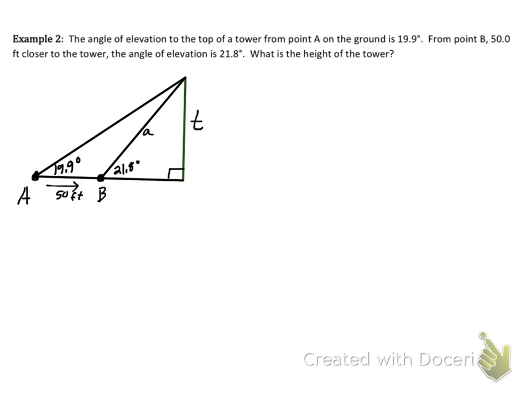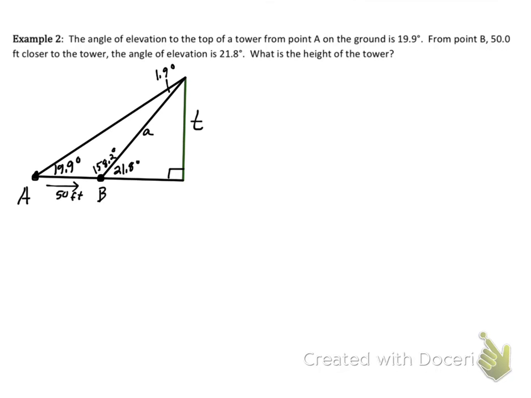What do you got, Mike? I can get this angle right here. I can do 180 and subtract 21.8, which should be 158.2. So this is going to be 158.2 degrees, which you could use to figure out your top one, which was 1.9 degrees.